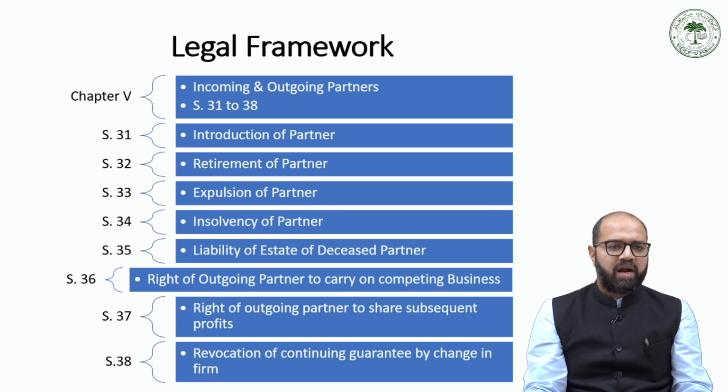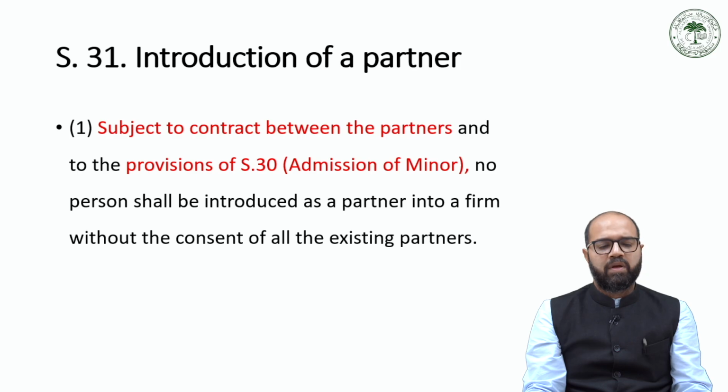We'll be looking at the major provisions of this Chapter 5, which shall inform our discussion on incoming and outgoing partners. We shall also be looking at some principles of law as well as some case laws, examples and illustrations in order to have a holistic understanding of this topic. We shall first begin with incoming partners, which starts with Section 31, titled Introduction of a Partner. Some of the keywords of this provision I have highlighted here for your benefit.